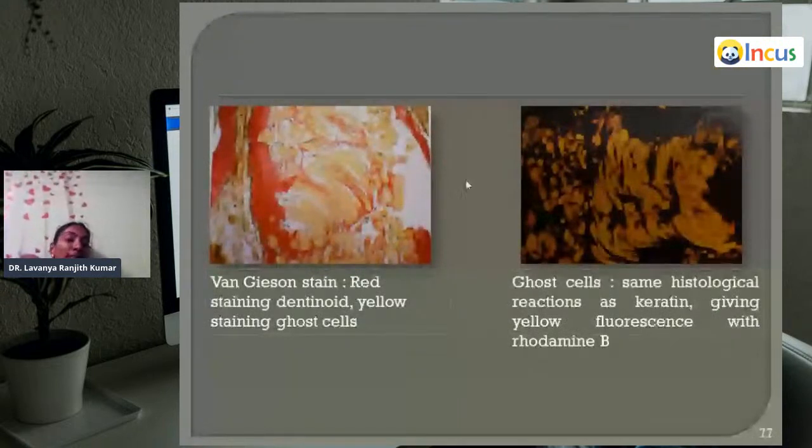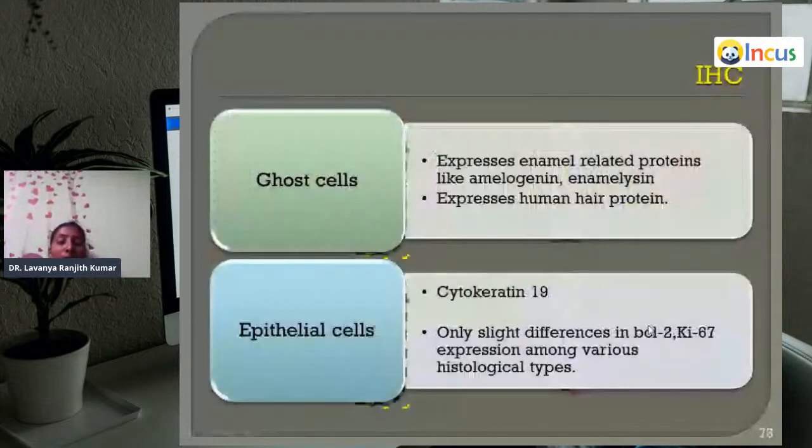This is a special stain used to identify the ghost cells, which will appear red, demonstrating dentinoid, and yellow staining of ghost cells. So red staining is the dentinoid material, and yellow is the ghost cells. Ghost cells show the same histological reactions as keratin, giving a yellow fluorescence with rhodamine. According to IHC, ghost cells express enamel-related proteins like amelogenins and enamelysin, and express human hair proteins. In case of cytokeratin 9, there is only slight predilection, and a slight difference in BCL2 and Ki67 expression among various histological types.